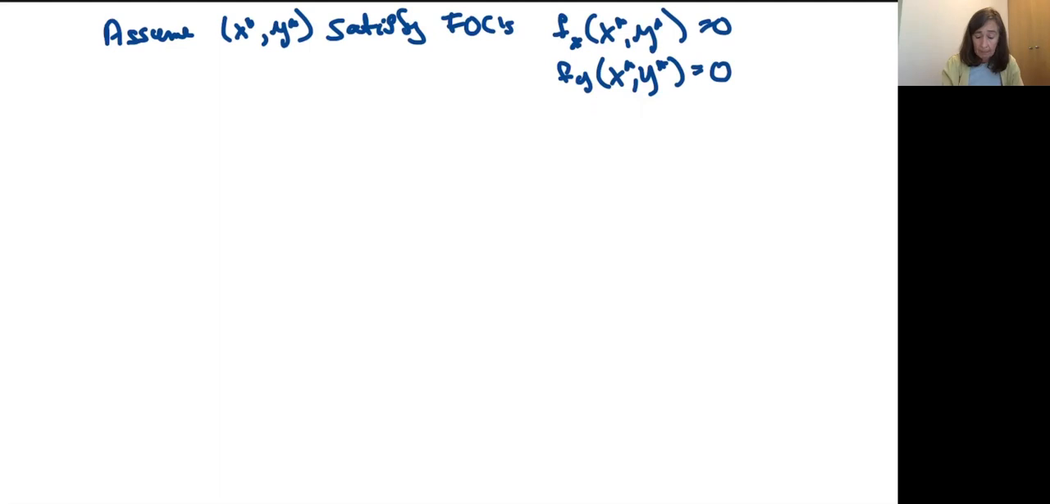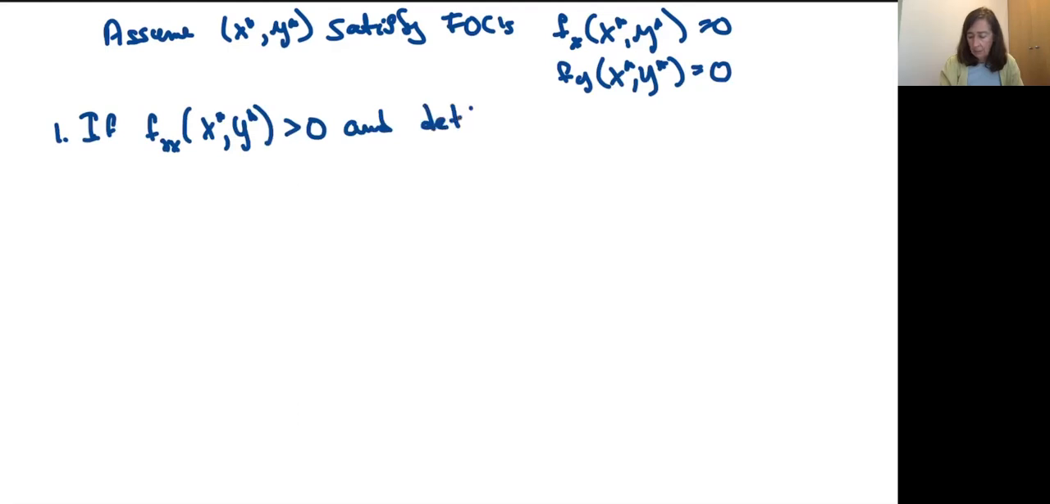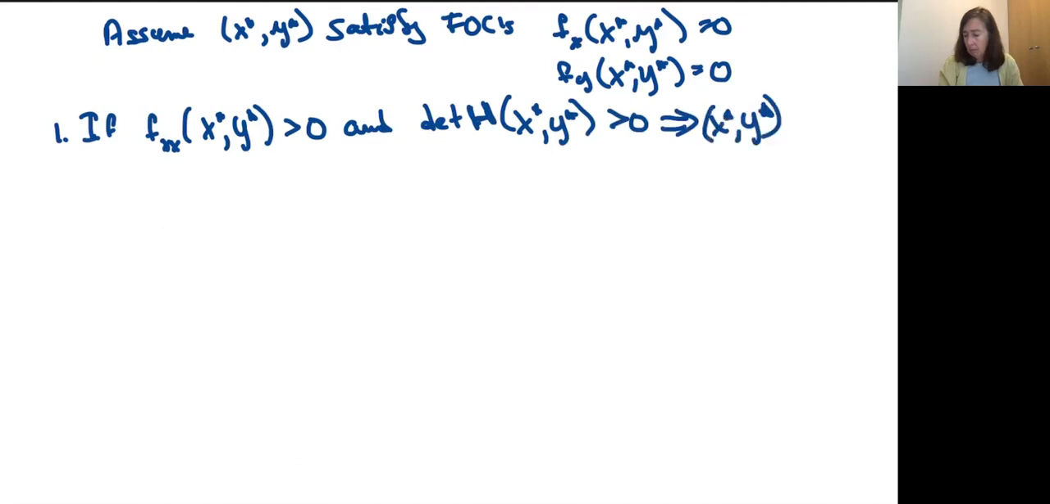Okay, so if f xx at x star, y star is greater than 0, and the determinant of the Hessian at x star, y star is also greater than 0, x star, y star is a local minimum. I'm going to write out 3 things, and then I'm going to talk through the details.